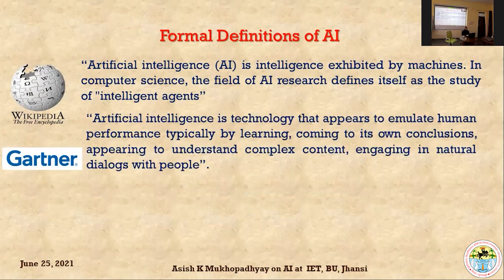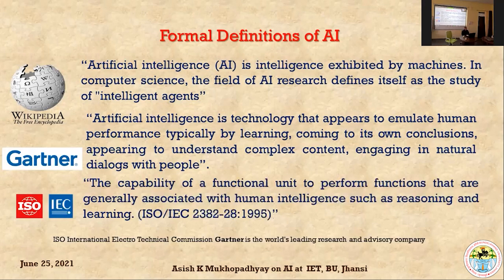Gartner is another authority. They have defined it in a slightly different way: a technology that appears to emulate human performance, typically by learning, coming to its own conclusions, appearing to understand complex content, engaging in natural dialogues with people. And the capacity of a functional unit to perform functions that are generally associated with human intelligence, such as reasoning and learning, is the definition by the International Standards Organization, ISO, and the International Electrotechnical Commission. So three definitions are given differently, so that you get the essence of it. You can make your own definition for AI, no problem.